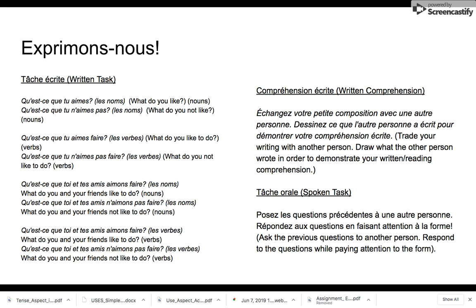Students get to write, draw for comprehension, and engage in a brief conversation with a partner about personal likes and dislikes using both verbs and nouns, alongside what they like and dislike to do with their friends using both verbs and nouns.